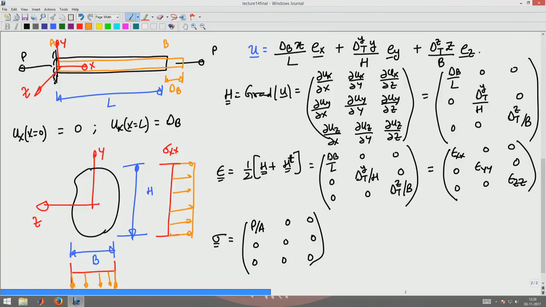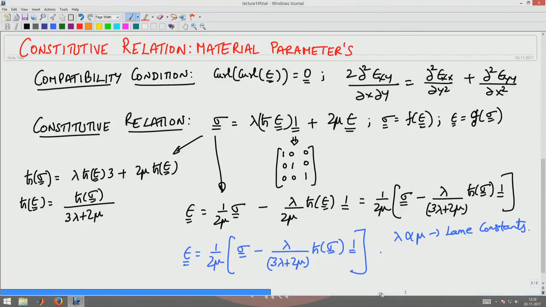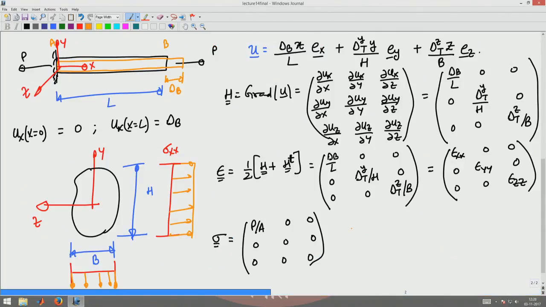Now, I know the stress because I know what force I applied. So, from here I use the constitutive relation that was prescribed here, that we obtained here in terms of stress. I use this constitutive relation to get the strain.